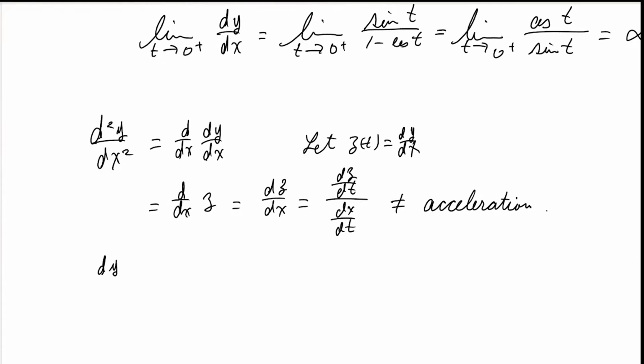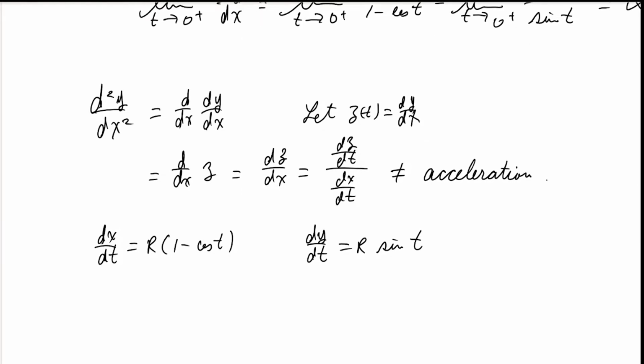Remember dy and dx. Let's do x first. dx over dt looked like this: r(1 minus cosine t), from above. And then dy over dt looks like this: r sine t, right? Actually, we don't need this thing. I'm gonna get rid of it. What we want is dy over dx, which I'm calling z.